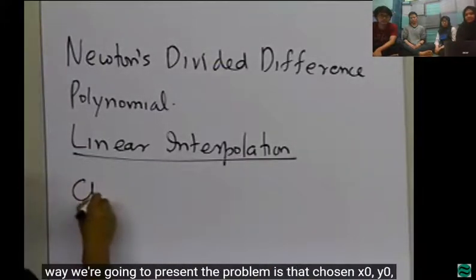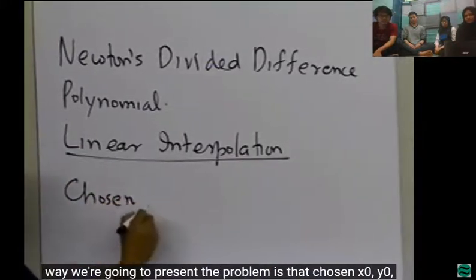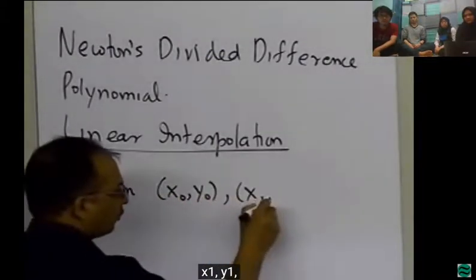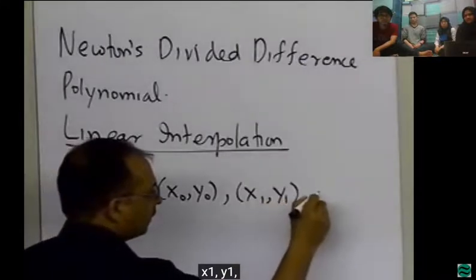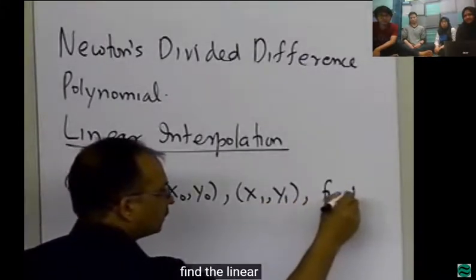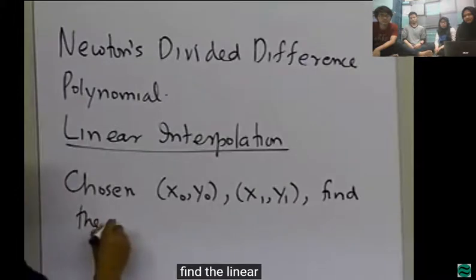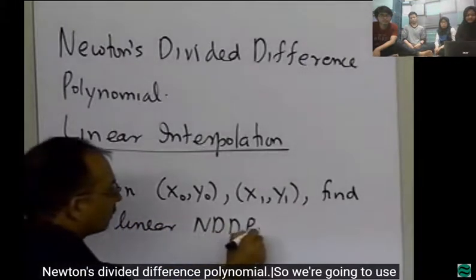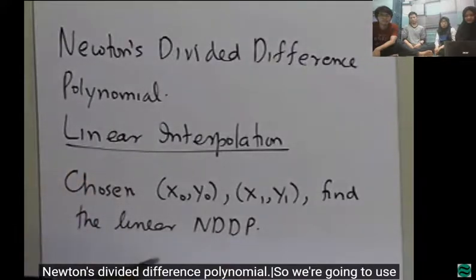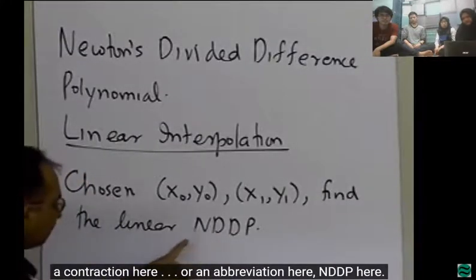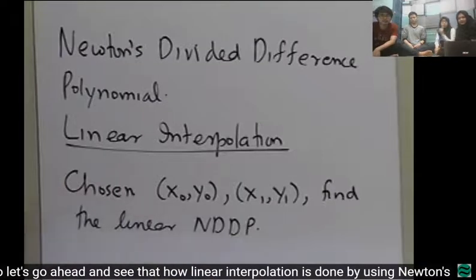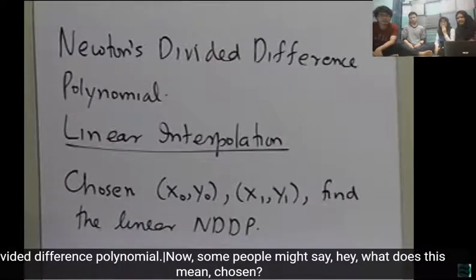So the way we're going to present the problem is: chosen x naught, y naught, x1, y1, find the linear Newton's divided difference polynomial. We're going to use an abbreviation here, NDDP. So let's see how linear interpolation is done by using Newton's divided difference polynomial.